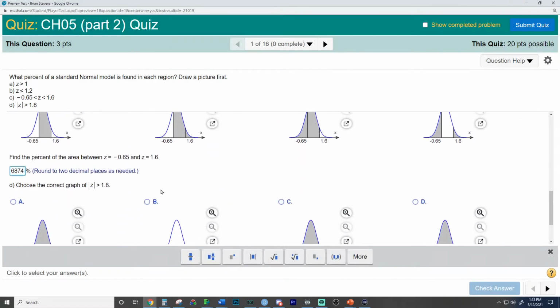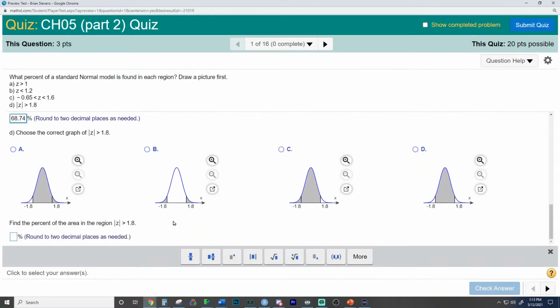68.74% will be the area shaded on the curve. Now this last one looks a little bit confusing. The last one says the absolute value of z is greater than 1.8. Well, let's think for a moment.